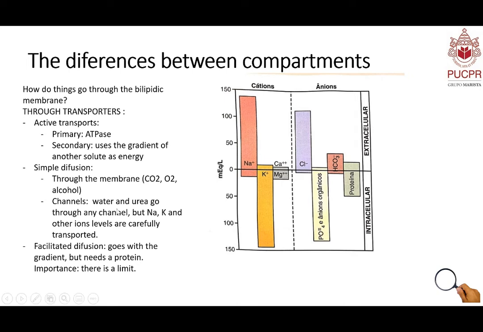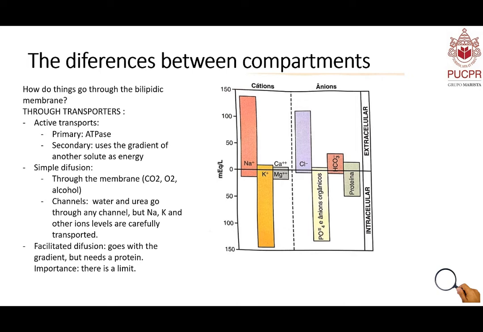So what happens is that water and urea both go through channels, because they're very small, and the molecules that are going inside or outside the cell usually are hydrated, so they take the water with them, and then the water is able to go inside or outside the cell freely. It's not really free, it's because of these kinds of channels.